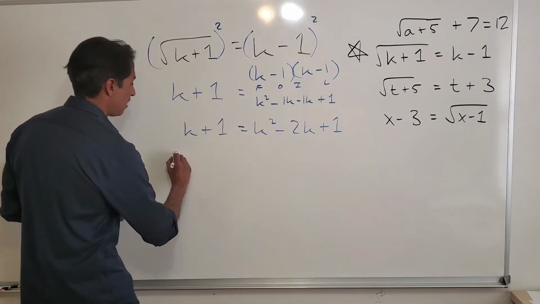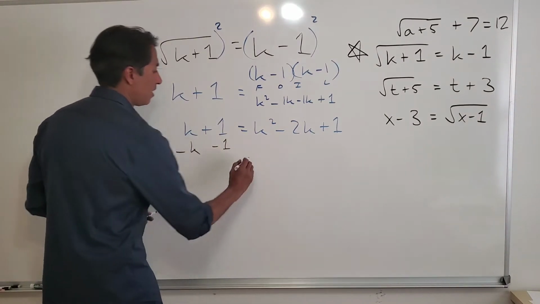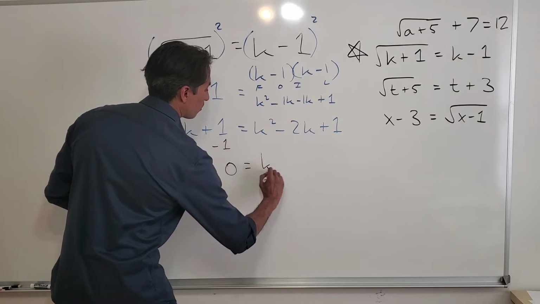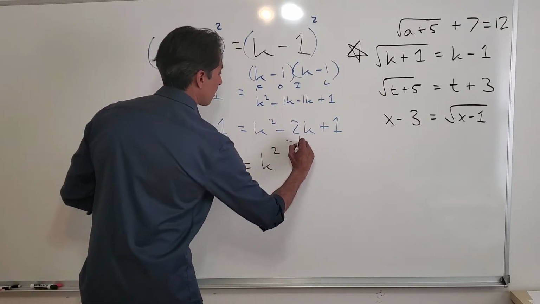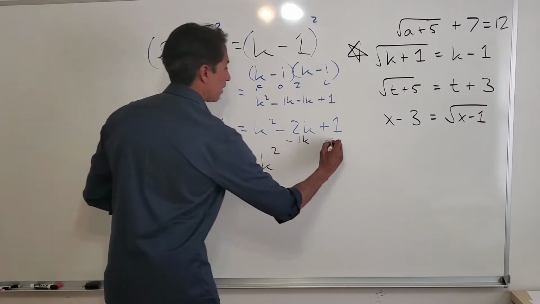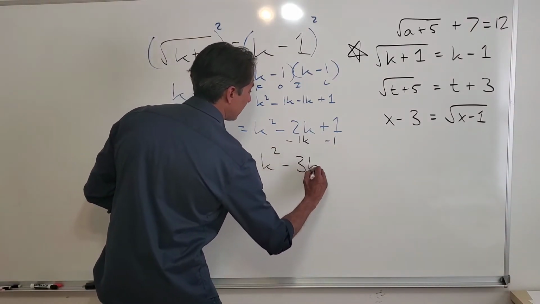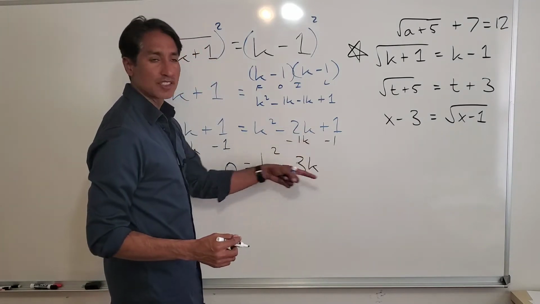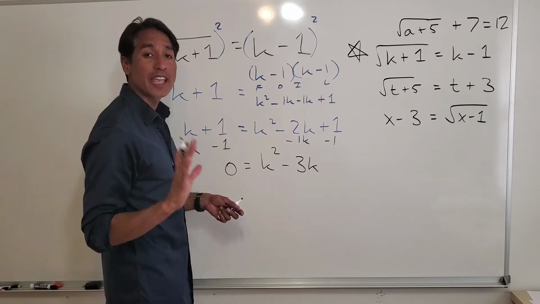It's an equal sign. I can subtract 1 unit of k and I can subtract 1. So I end up with 0 equals k squared, negative 2k minus another k and minus a 1. And I end up with negative 3k. 1 minus 1 is 0. That looks kind of weird, but that's okay.